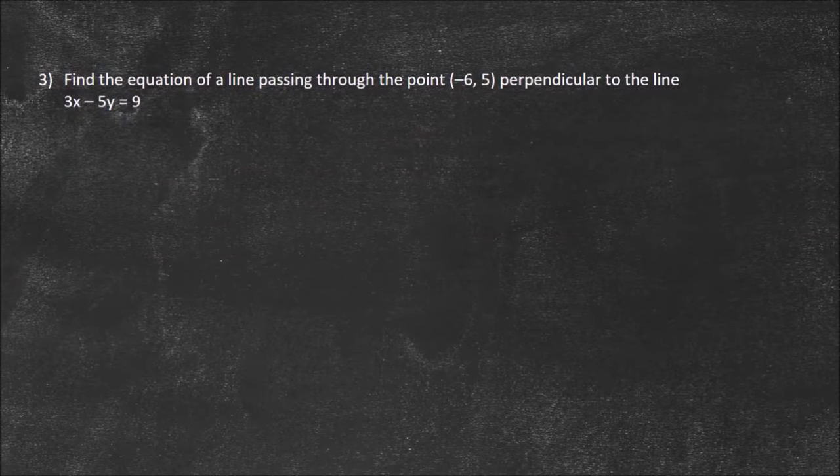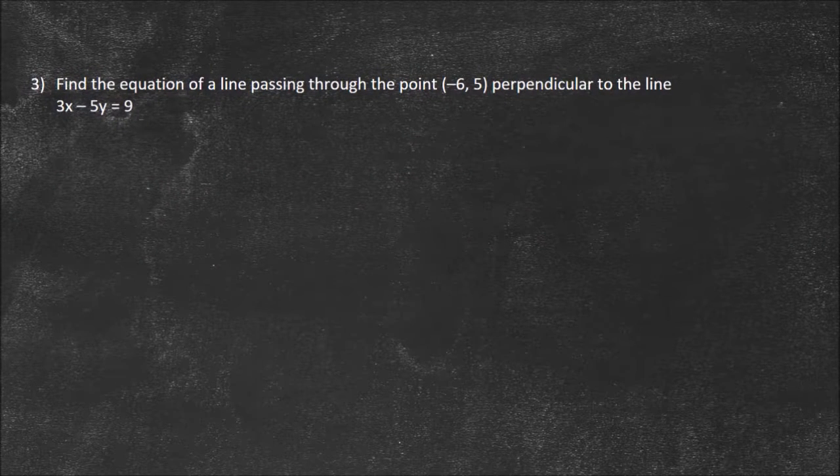So find the equation of a line passing through the point -6, 5 and perpendicular to 3x minus 5y equals 9. So this one's kind of combining what we did in the first two questions. We first need to find the slope of the original, then the slope of the perpendicular, and then we need to make that new line go through our point that we have, -6, 5.